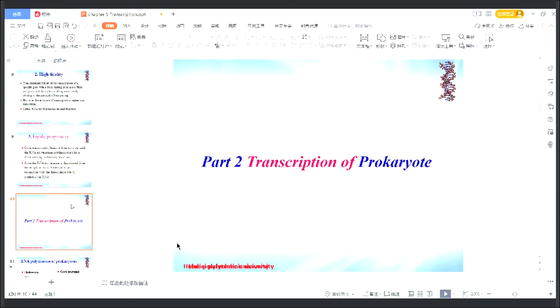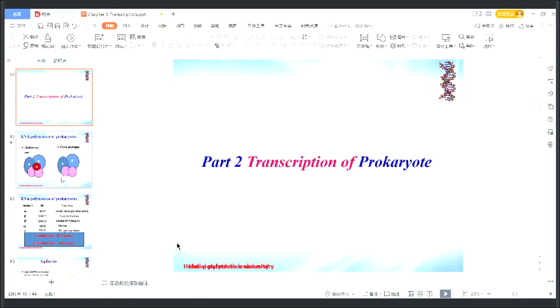Okay, and then we begin to study the process of transcription. The process is different for prokaryotic and eukaryotic organisms, so here we divide these two kinds of organisms. First we study the prokaryotic organism. How does it finish the transcription? Where does the transcription begin? So first, the transcription of the prokaryotic organisms.